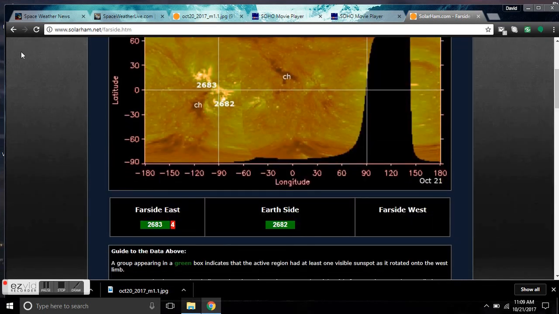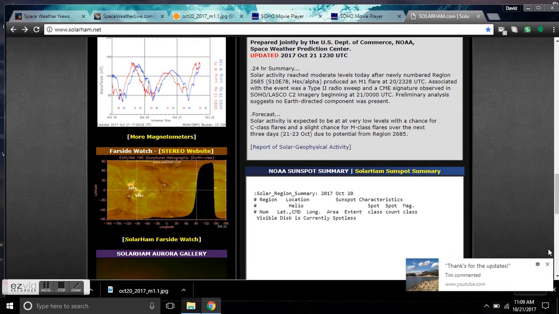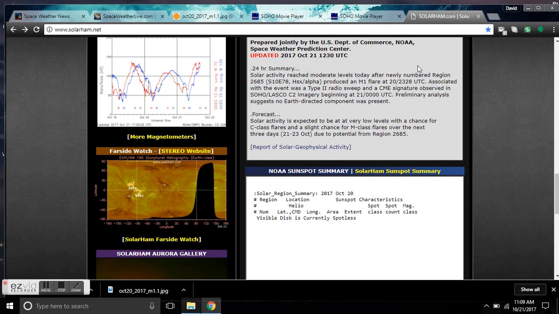So if we go to the actual report here from NOAA: solar activity reached moderate levels today after newly numbered region 2685 produced an M1 flare. Associated with this event was a type 2 radio sweep and a CME signature observed in SOHO LASCO C2 imagery beginning at 21:00 UTC. Preliminary analysis suggests no Earth-directed component was present. That's what we just determined. There was no halo, minor if any.